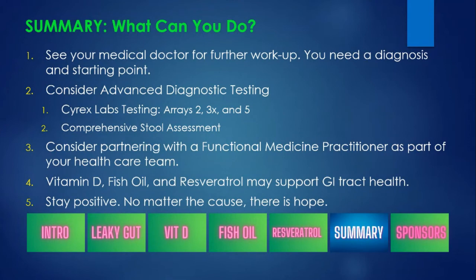Number 2, consider advanced diagnostic testing. I would say if you're having problems with the gut, there are a few labs that I really like, and I really wouldn't start here. You need someone, a functional medicine practitioner, who can give you direction on what testing might be appropriate for you. But in general, if I really suspected GI tract inflammation, I might suggest Cyrex Labs testing array number 2, the intestinal permeability screen, array number 3X, the wheat and basically autoimmune reactivity screen against transglutaminases, and number 5, the multiple tissue antibody panel.